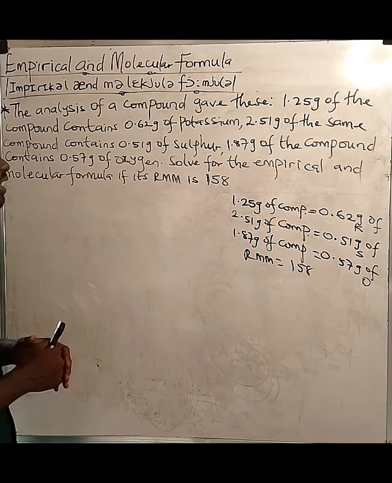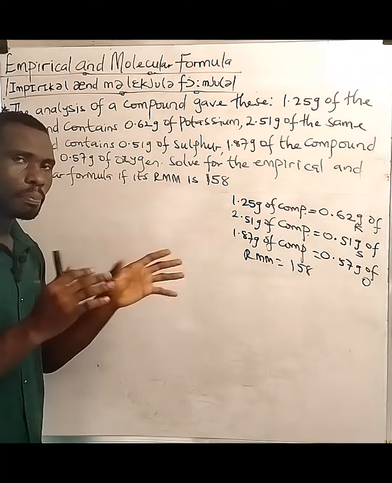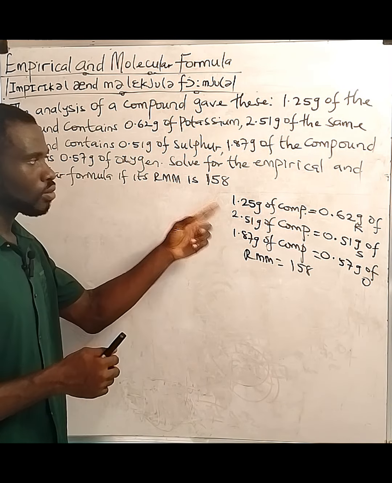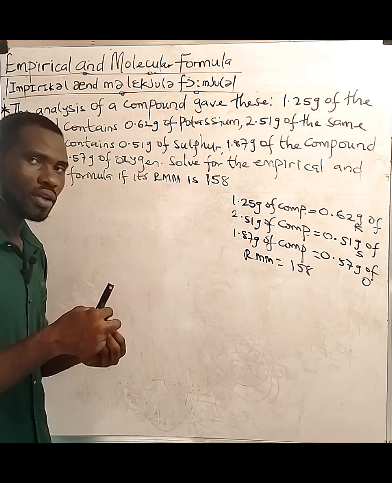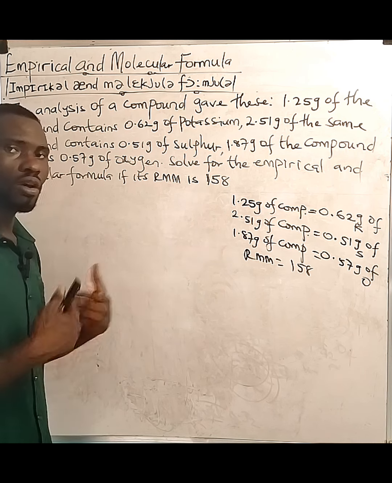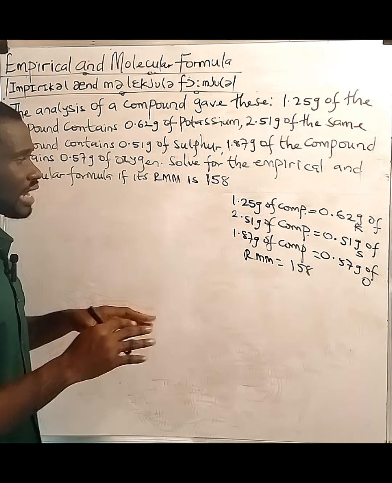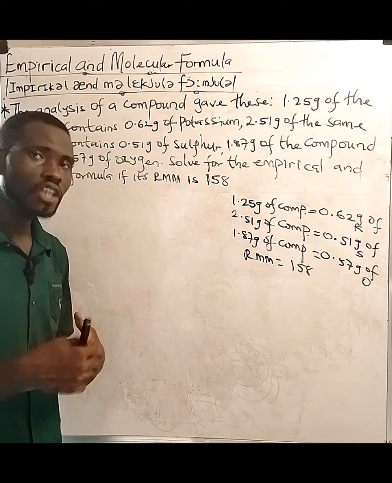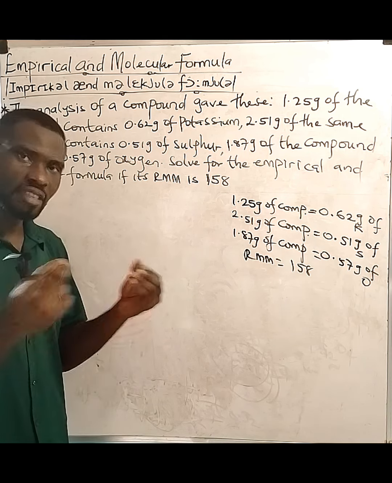So the first thing we're going to do is to get the percentage composition of each of these elements in different samples of this compound. Don't forget, 1.25 gram, 2.51 gram, 1.87 gram of the same compound. The compound has not changed. That is where the law of definite proportion or constant composition comes in. Regardless of the samples of the compound or the method used in producing each of those samples, the compounds contain the same proportion of elements that make them up.